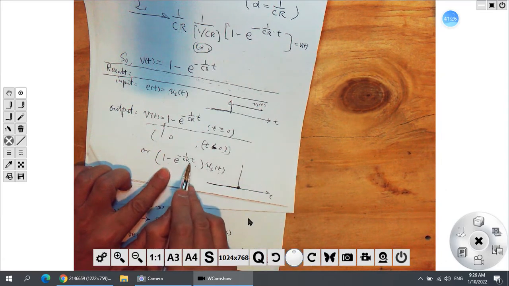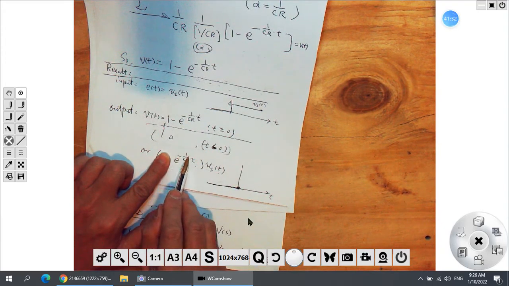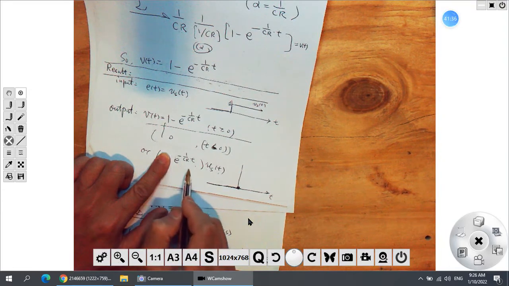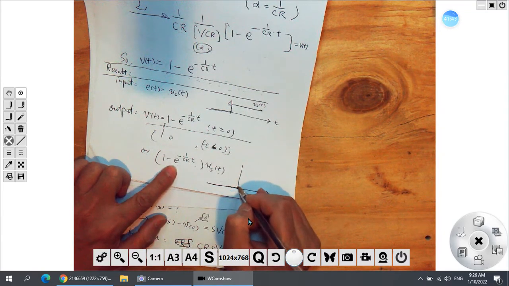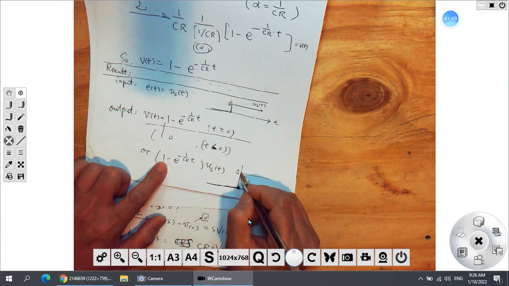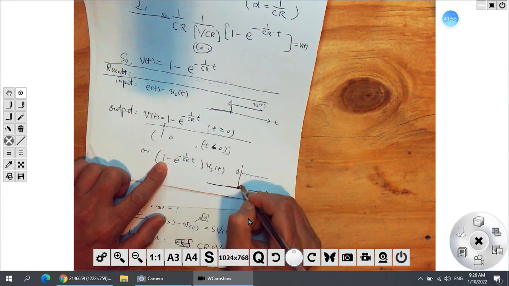And when t increases, this one is e to some negative power, so it will decrease, tend to be smaller and smaller, right? So it is 1 minus some number. At the beginning it is 1 minus 1, and then 1 minus something less, minus something less. So the result will look like this.